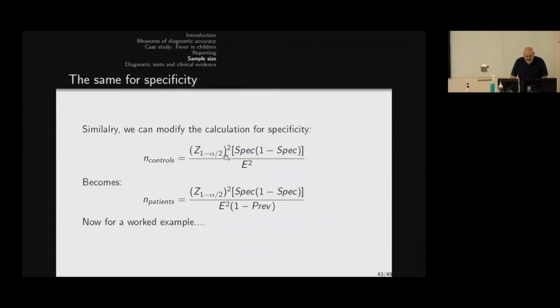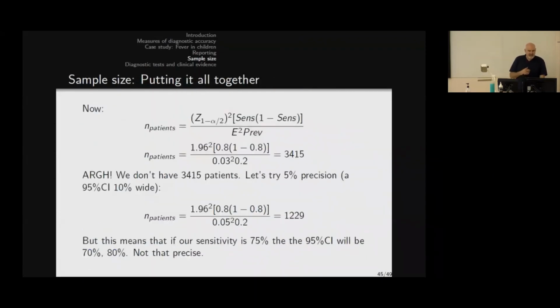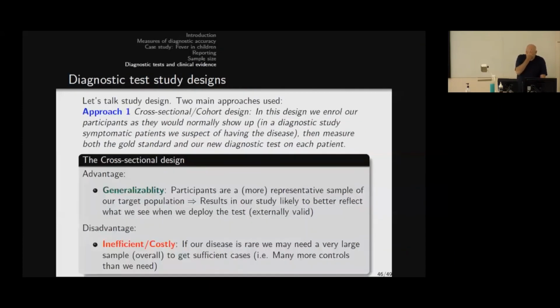Similarly, we can do exactly the same thing if specificity is our primary statistic. Then in the denominator, we bring in 1 minus prevalence, so the prevalence of healthiness, if you like. Okay, so I'm not going to go through an example. There it is there, and I'll just allow you to work through that for yourself.